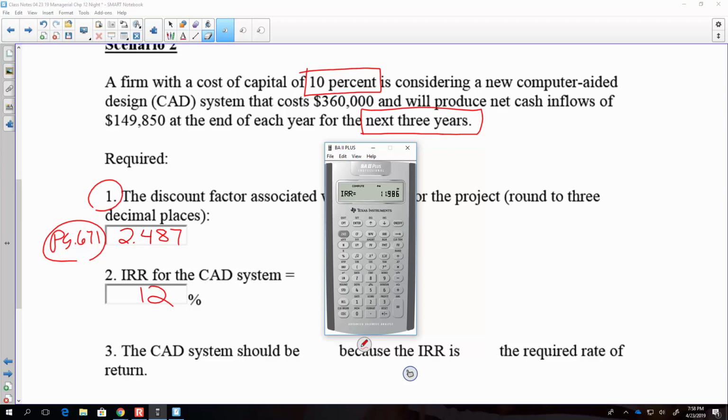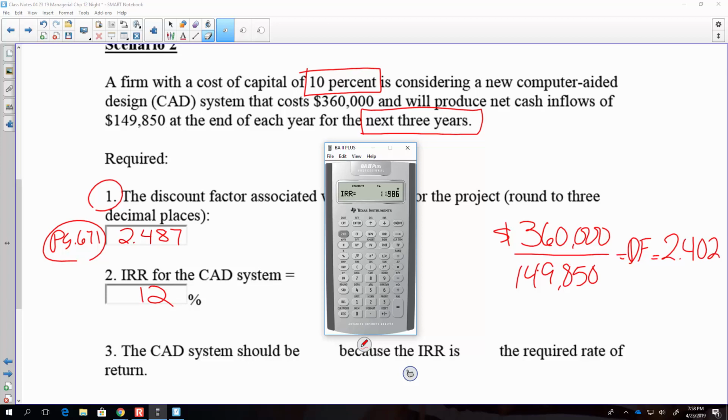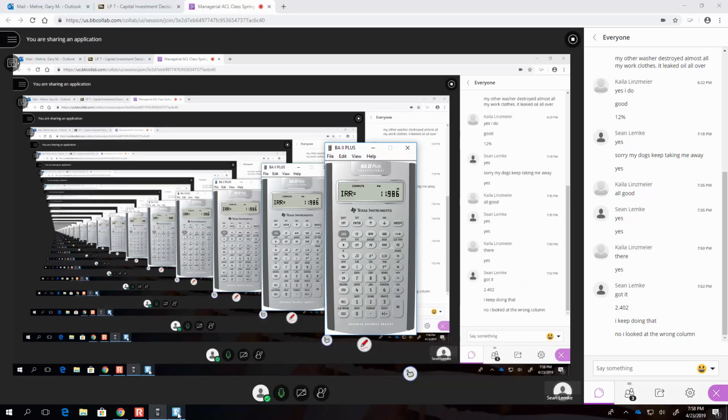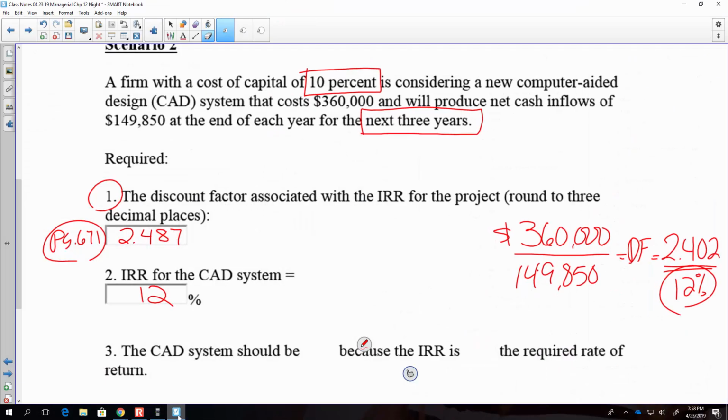That's what I would like you to do for the internal rate of return computations on your test. Now, this is an even cash flow, so I could have done this. Took my 360, divided by my 149,850, gives me my discount factor, which is what? 2.402. Sean, that's where you were. That'll give us our 12%. Was that what you were trying to tell us? Oh, you did look at it, okay. Thank you for being honest. You could have yelled at me and said, that's what I meant.